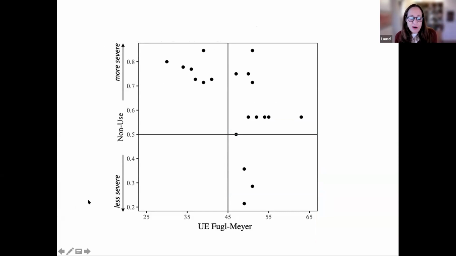One of the most important findings of the study, and I'm going to walk you through this graph here, is that although there was a relationship between upper extremity Fugl-Meyer, plotted on this x-axis here, and non-use, a disparity score between can do versus do on this axis, there were also some interesting breakdowns in this relationship.